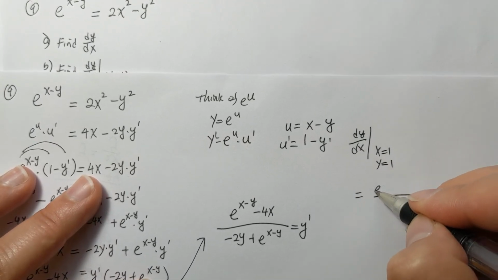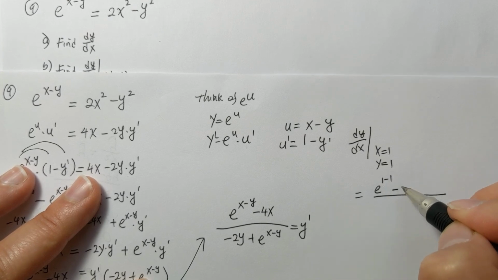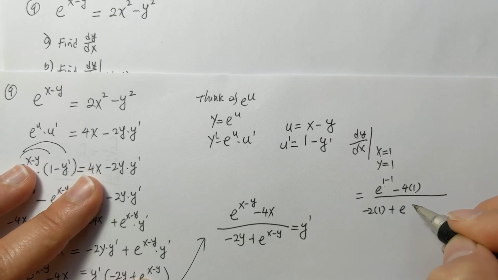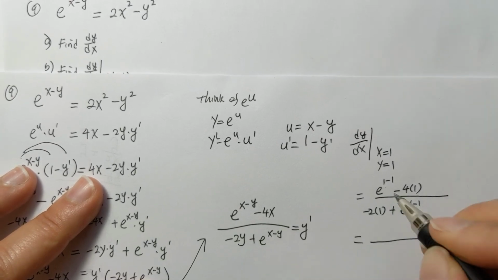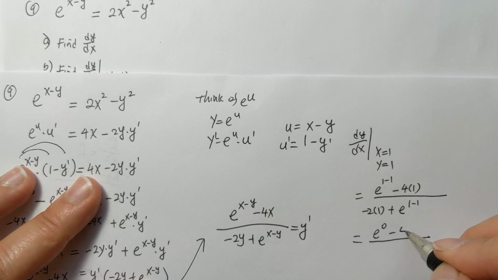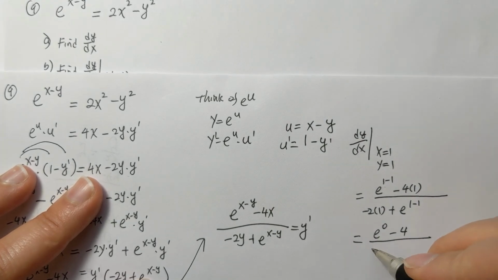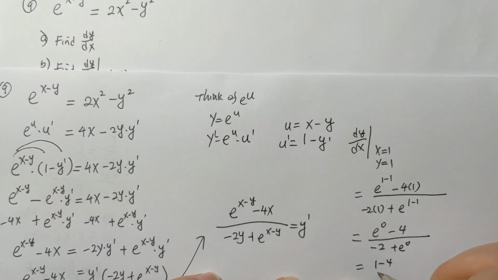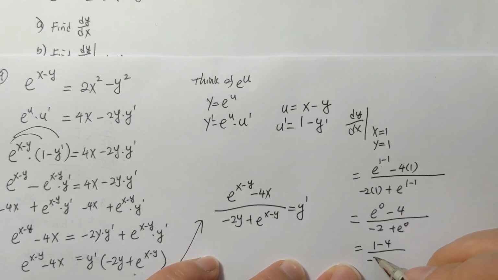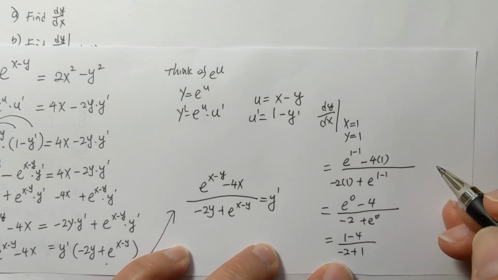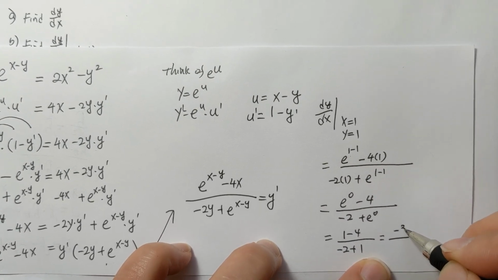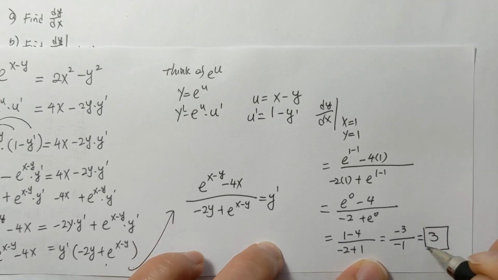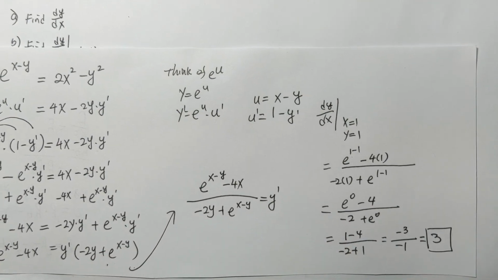We do substitution. e to the 1 minus 1 minus 4 times 1, over negative 2 times 1 plus e to the 1 minus 1. 1 minus 1 is 0, so it is e to the 0 minus 4, and then we get negative 2 plus e to the 0. Then we get 1 minus 4 over negative 2 plus 1. And then we're going to simplify. So we get negative 3 over negative 1, and the final answer is 3. So we finished question number 9.